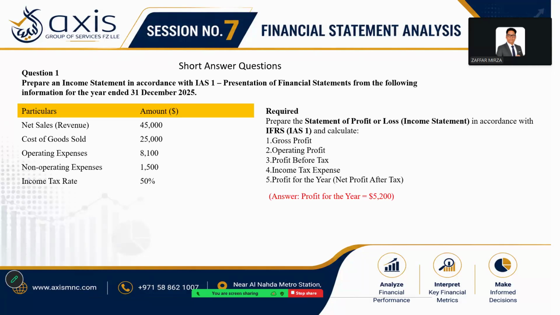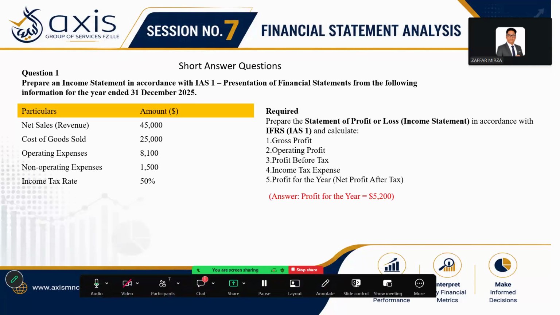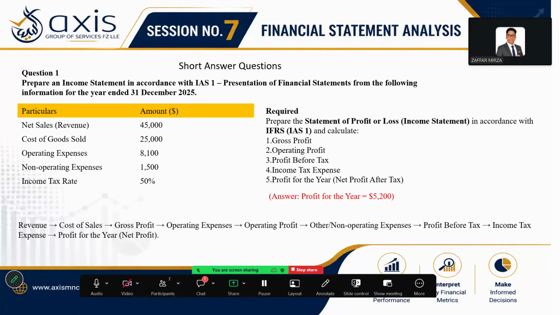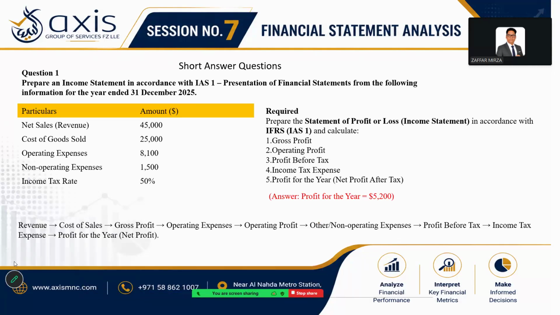Okay, the answer is 5,200 USD, the profit. And this is the flow: revenue, cost of goods sold, gross profit, operating expenses, operating profit, other non-operating expenses, profit before tax, income tax expenses, then profit for the year.